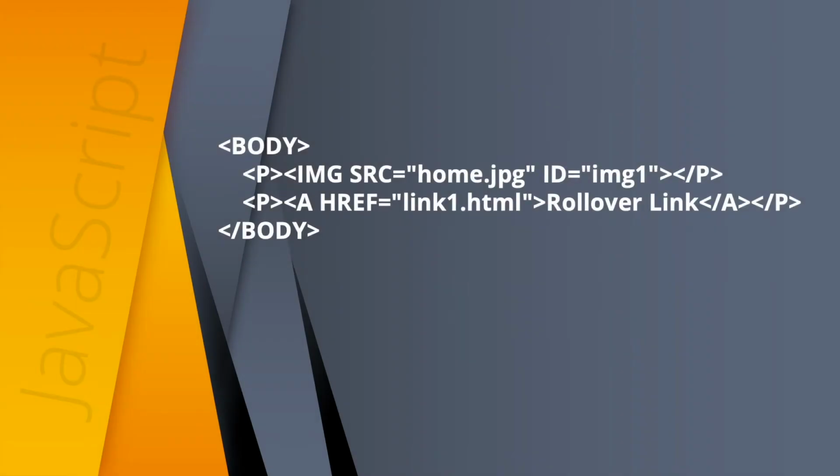For the HTML, add the following between the two body tags. So we have an image with the ID image1. The source is home page. We also have a hyperlink beneath a p tag. When the mouse pointer is over the image, we want to swap it for the one called home2.jpg. When the mouse pointer moves away, we'll swap it back. We'll then do the same with the hyperlink.